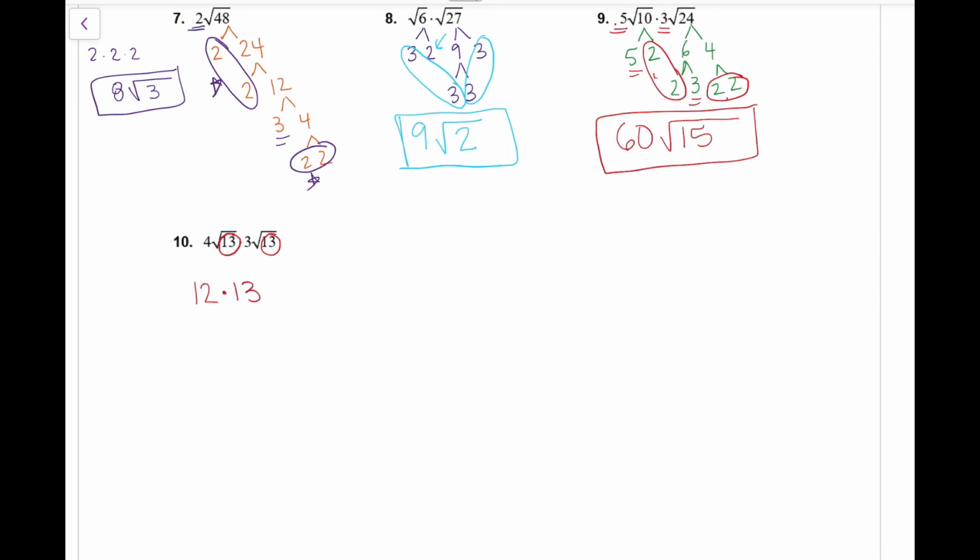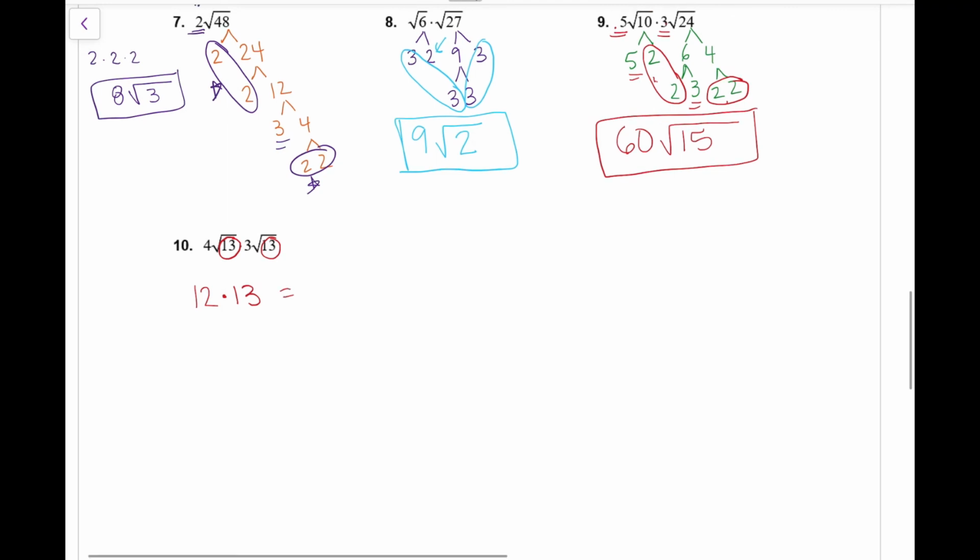Now, if I take and put in my calculator 12 times 13, I end up getting 156. Now, once I get rid of everything underneath the square root, I don't need to write my square root anymore. I just write my number outside the square root, which is 156.